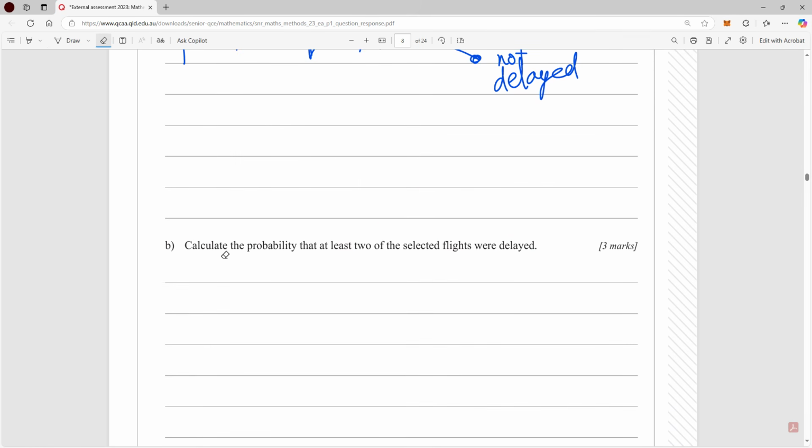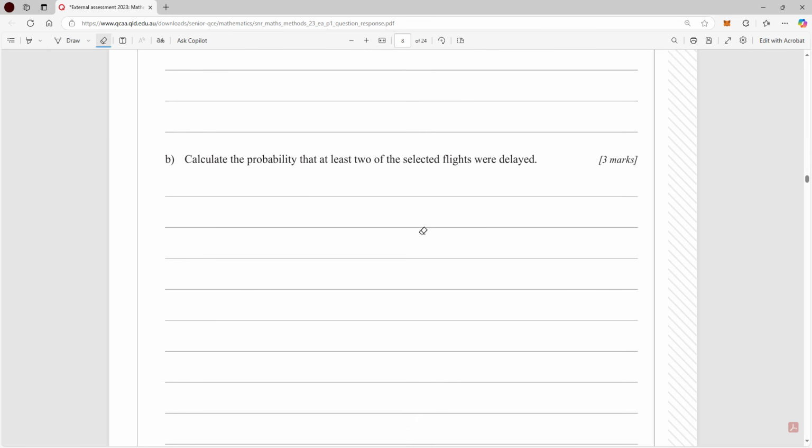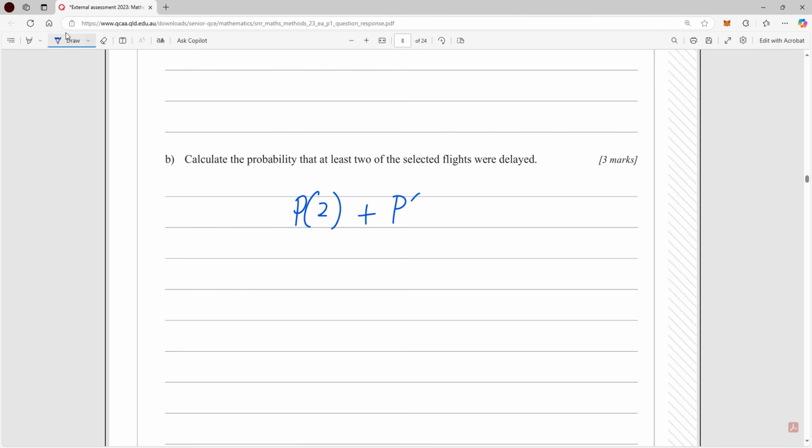Calculate the probability that at least 2 of the selected flights were delayed, okay? So pretty much what that means is we want the probability of 2 plus the probability of 3, okay? Because it's saying at least 2. So 2 is the minimum that could have happened, okay? So here, probability that X equals r is n choose r times by p to the power of r times by q to the n minus r. That's our formula for binomial probability.